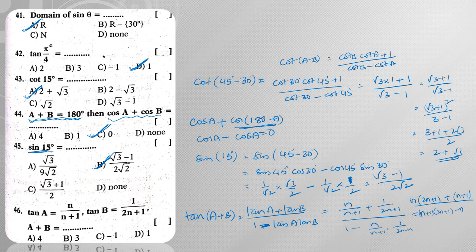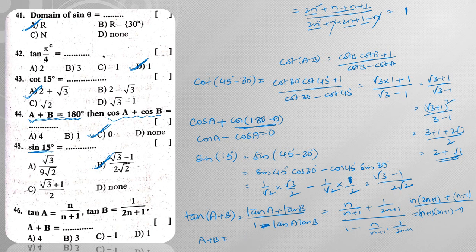Now when I do simplification, this I can write as 2n square plus n plus 1 by, in the denominator, 2n square plus n plus 2n plus 1 minus n. So minus n plus n gets cancelled. In the numerator I am having 2n square plus 2n plus 1. In the denominator also I am having 2n square plus 2n plus 1. Since both numerator and denominator are the same, tan of A plus B is equal to 1. From this, A plus B is equal to, when will tan become 1? When it is 45 degrees. So clearly A plus B is equal to how much then?